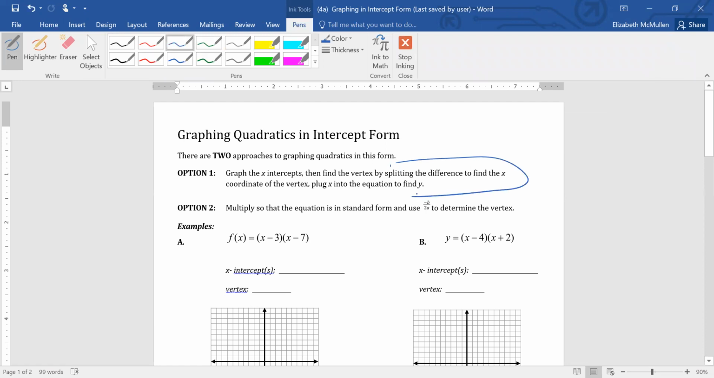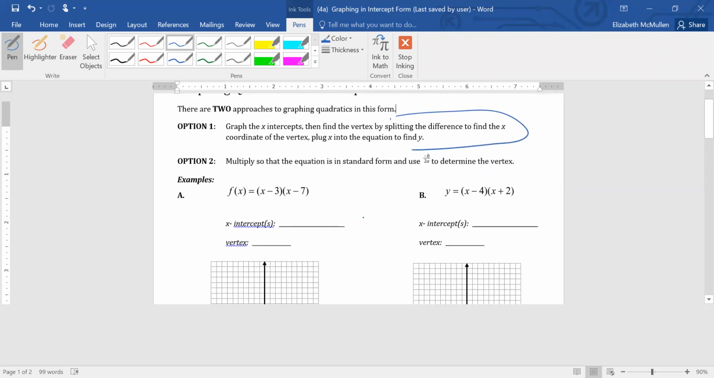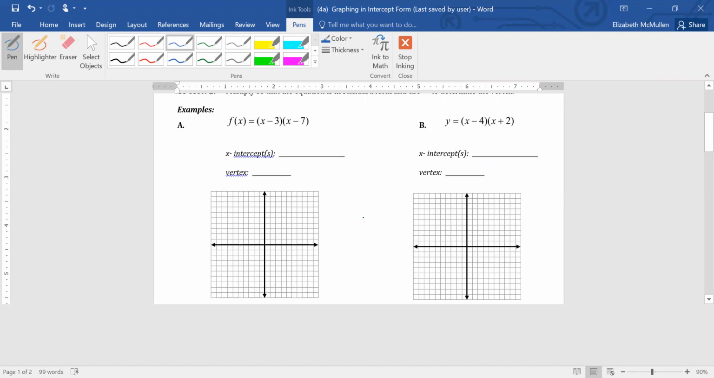Option two, multiply so that the equation is in standard form and use the negative b over 2a formula to find the vertex. That one's a lot more work, but you can do it either way. All right, so let's look at this.